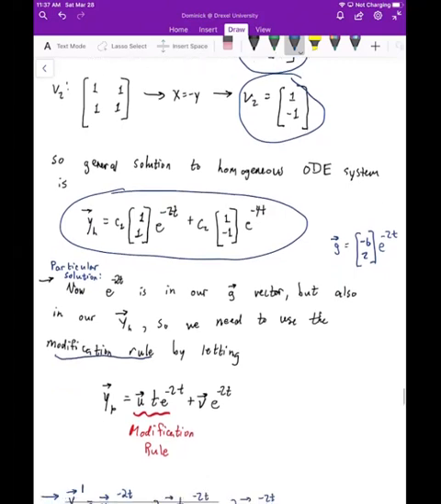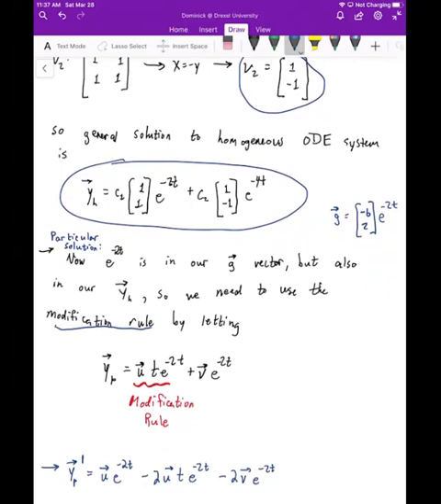All right. Now for systems, it works a little bit different. We're going to have an arbitrary coefficient vector u times our t e to the -2t, which is sort of what we would get from before with the modification rule. But we also need to add it to the original term. If you don't have this, it won't work, and you can go through and verify that it would not work. But in the system version, you also need this term.